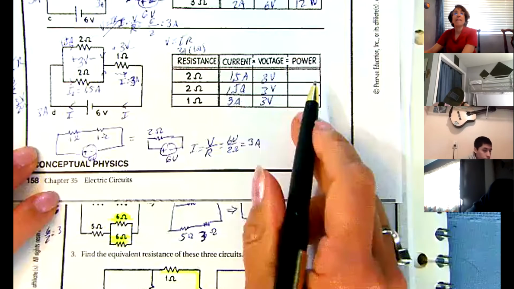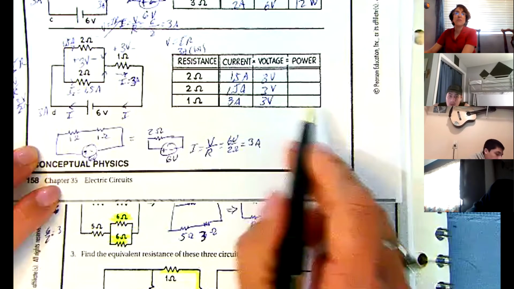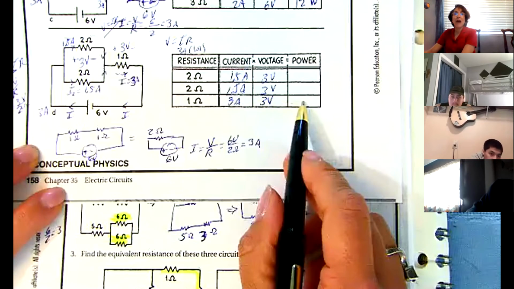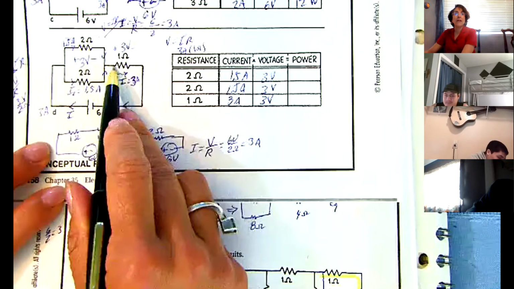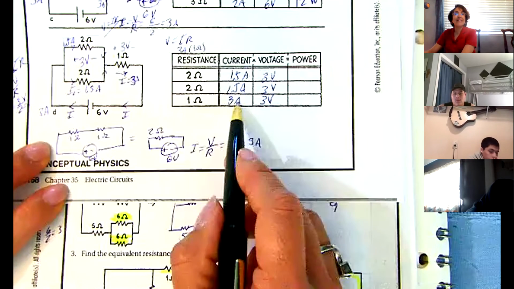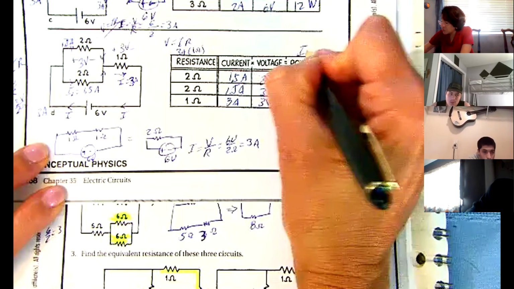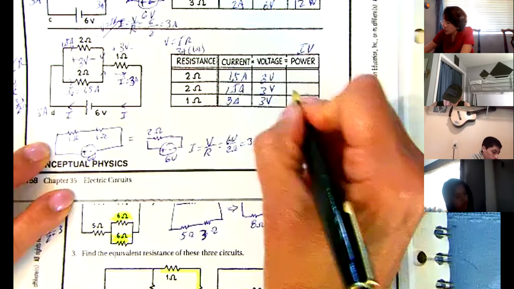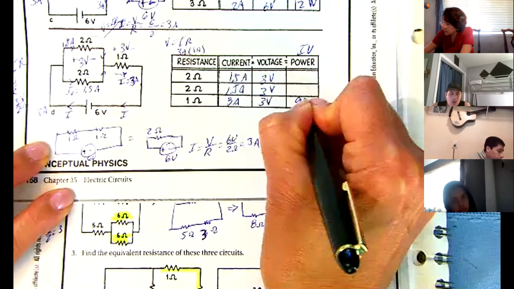So what's the power then? Oh, start with the one on the bottom here. Cristobal, what's the power dissipated? It would be 9, right? Yes, power is 9 watts. Voltage times current. That's right. 9 watts.